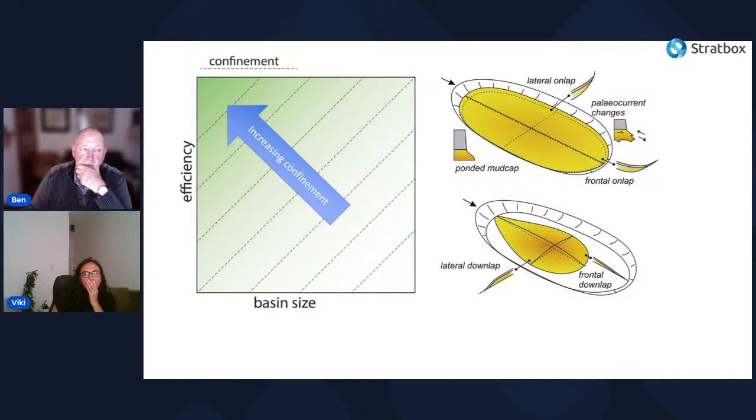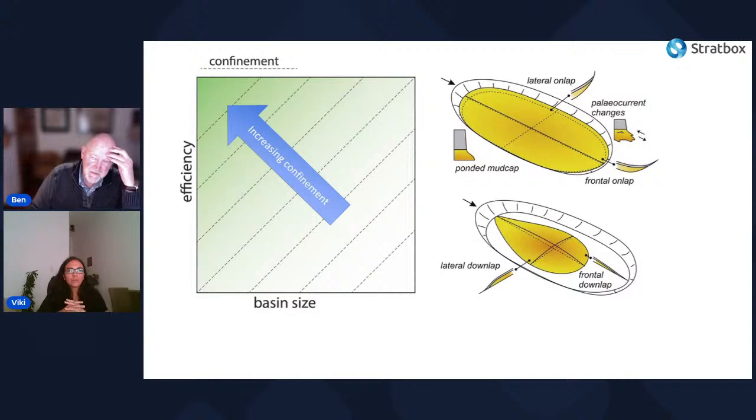Now, what determines whether the flows reach the basin margin is dependent on the ratio of the efficiency of the flows, that's their mobility, their ability to continue moving across the basin floor, and the basin size. And efficiency is largely a function of the flow size and the amount of mud that's contained in suspension. Highly efficient flows will reach the basin margins and inefficient flows won't.